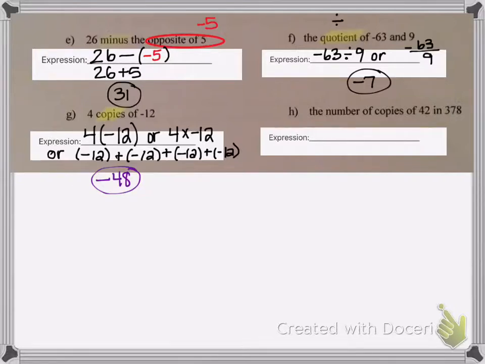Part H, the number of copies of 42 in 378. Now, be careful on this one. I know we see the word copies, but the way it's worded means this one's not multiplication. It's the number of copies of 42 in 378. So we're trying to figure out how many copies of 42 are in 378.